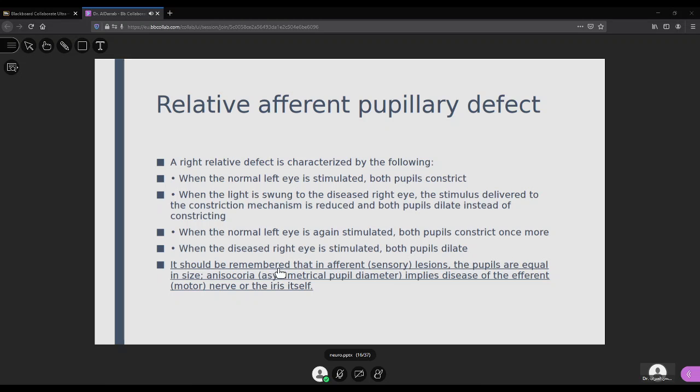It should be remembered that in an afferent sensory lesion, the pupils are equal in size. Anisocoria, asymmetric pupil diameter, implies disease of the efferent motor nerve. So the sensory is afferent, and the motor is efferent. Afferent is the optic nerve.